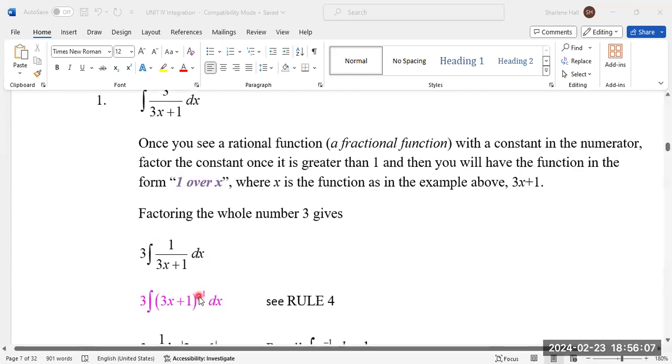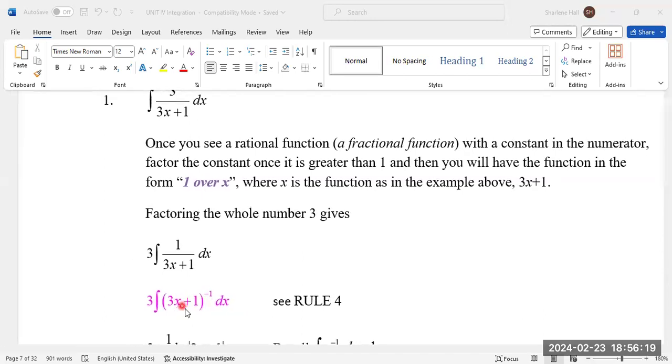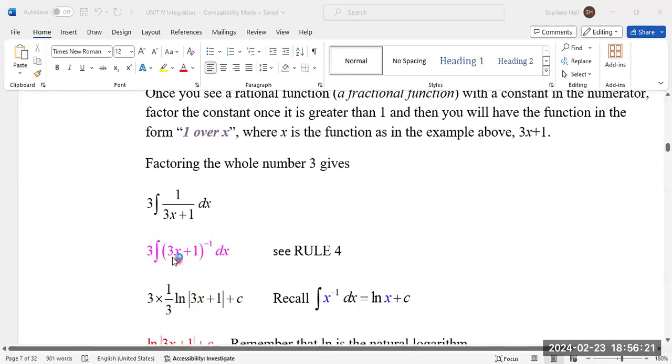So look at what we're doing with this function. I was saying to you, look at rule number 4. It's raised to the negative first power. Once it's raised to the negative first power, you are going to use the ln function. So that is going to be 3 times ln of the absolute value of 3x plus 1. Because remember, only positive numbers have logarithms. I can't find a logarithm of a negative number. That doesn't exist. That's why we use the absolute value sign.